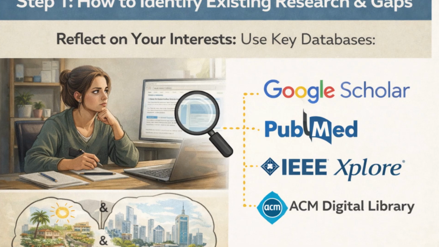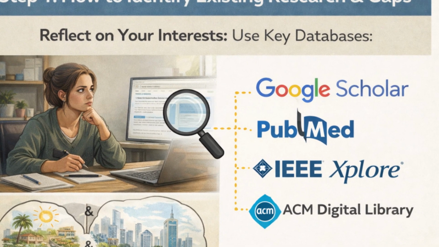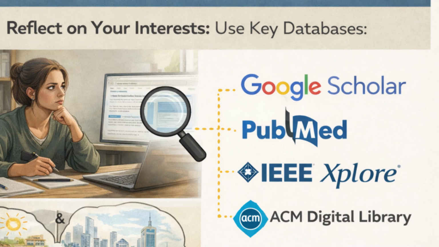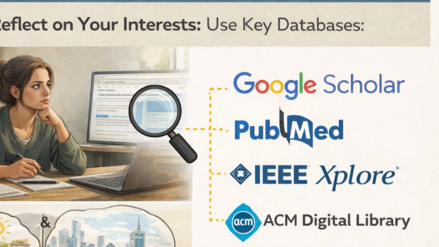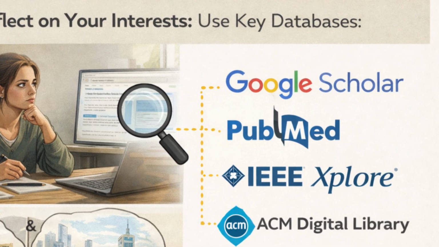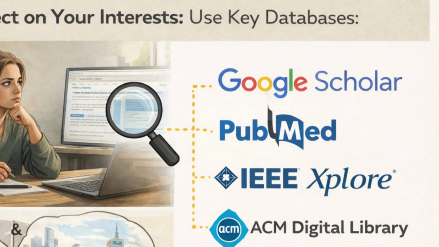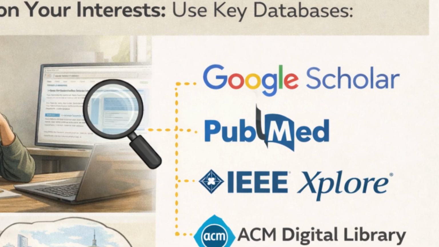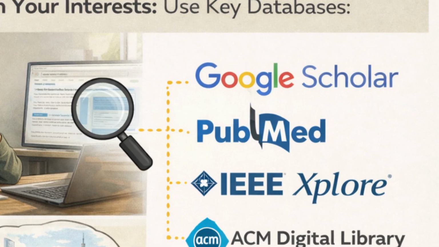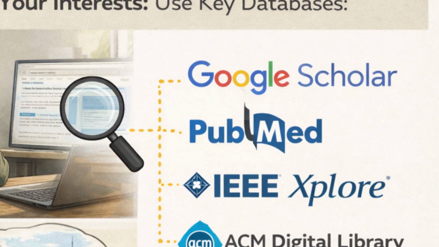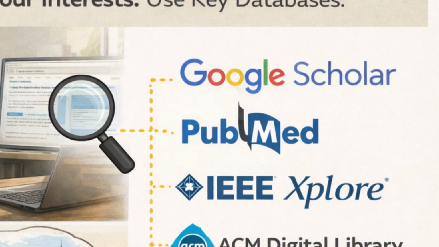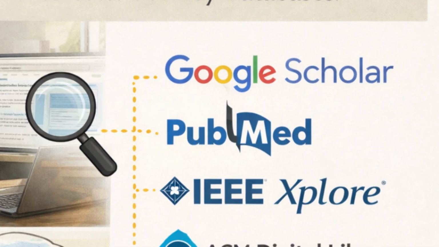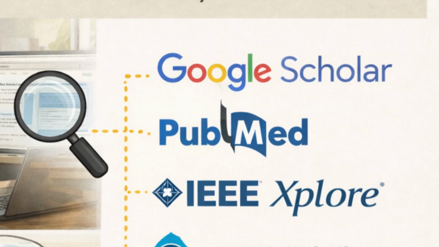Use key databases. Next, take those ideas to the databases. A great starting point for any field is Google Scholar. It's free and searches across disciplines. Just enter keywords related to your interest. For instance, type "urban farming climate, your city," and see what comes up. If you're in healthcare, you might use PubMed for medical research. In engineering or computer science, check out IEEE Xplore or ACM Digital Library.